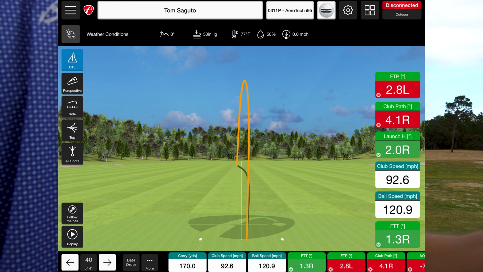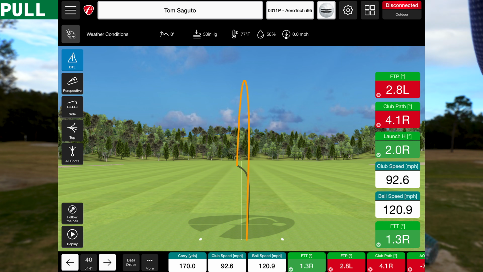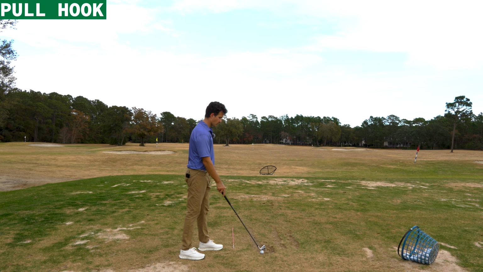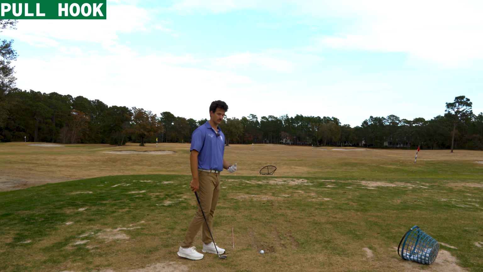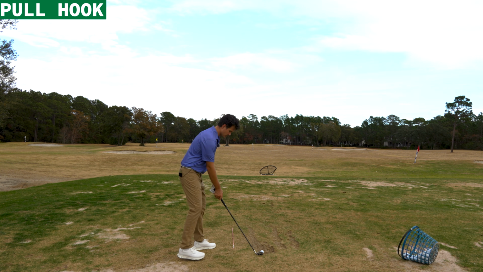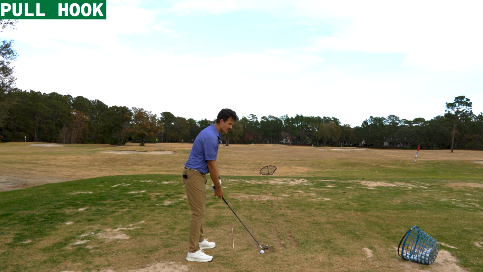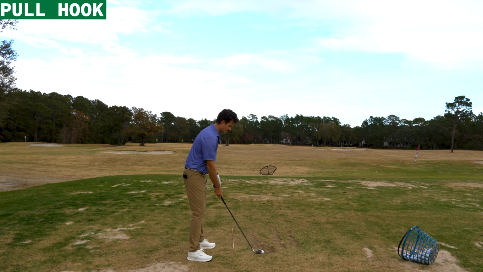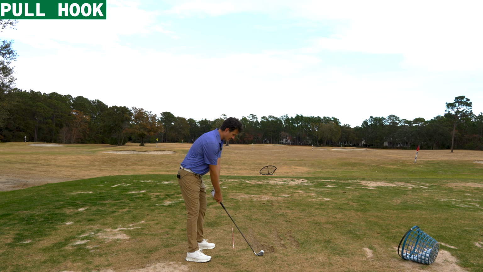Now the other hook. This one can be a little bit more complicated, or at least feels that way. This is the pull draw. This could be caused by many different things, so we'll go over a few of those. First reason why you hit a pull hook: the face is more closed. So I'm going to close my face, and I'm going to swing a lot in to out.